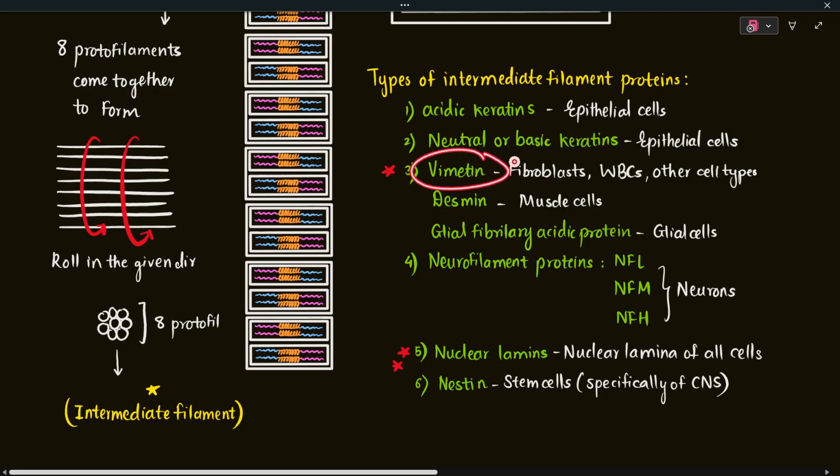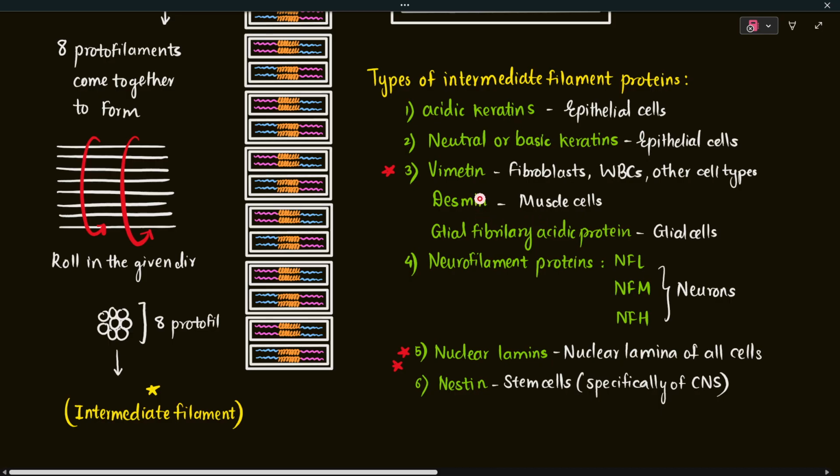Then there is vimentin. This is found in fibroblasts, which secrete fibers, as well as in WBCs and some other types of cells. When we discussed cancer biology and the epithelial to mesenchymal transition, I hope you remember that vimentin was a very important factor, like the E-cadherin to N-cadherin transition, as well as the vimentin transition seen in EMT. If you don't remember, please visit that lecture.